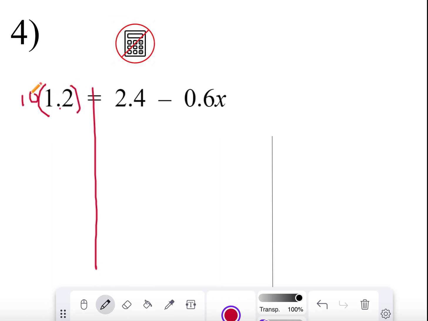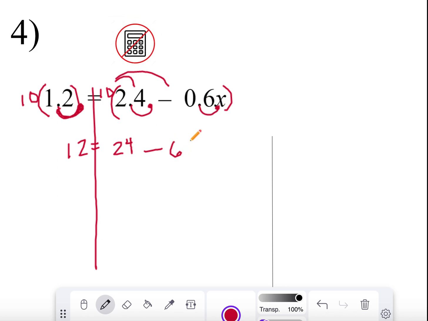So I'm going to multiply this side by 10 and then everything on this side by 10, like this one and this one, both terms by 10. So what that's going to do is the decimal point moves to the right here, and this number becomes 12. The decimal point moves to the right here, and now this number becomes 24. 2.4 times 10 is 24. And then here, when you multiply 0.6 times 10, the decimal point moves and it becomes 6x.